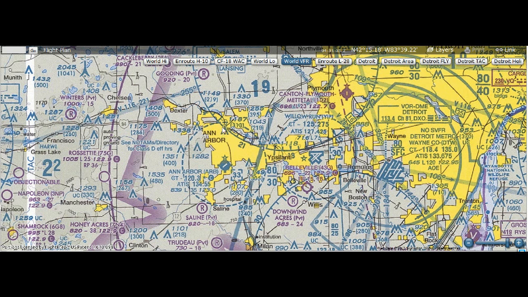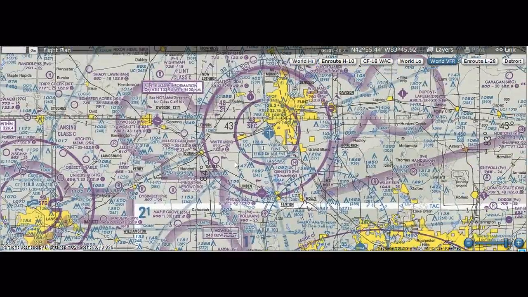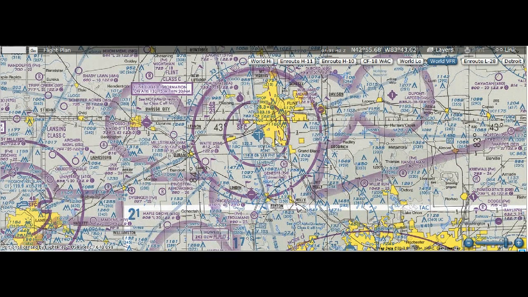Next up, let's hit up Class C airspace. Class C airspace is a little more complicated, but still not too bad. It's pretty straightforward. We've got two shelves with Class C airspace: from the center out to 5 nautical miles, and then from the center out to 10 nautical miles. Obviously it's depicted by that purple solid line.